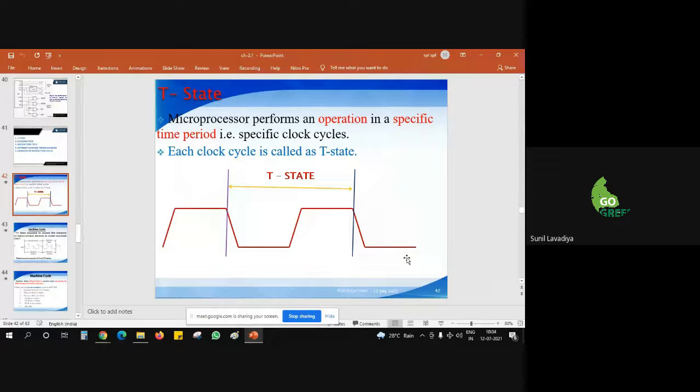So let's discuss T-state again, because we have to learn this topic today. A T-state is the specific time period in which the microprocessor performs an operation. For some operation, whatever time is required for it is represented by the T-state. Each clock cycle is called a T-state. This one is one T-state, and if I draw another one here, that is also a T-state.